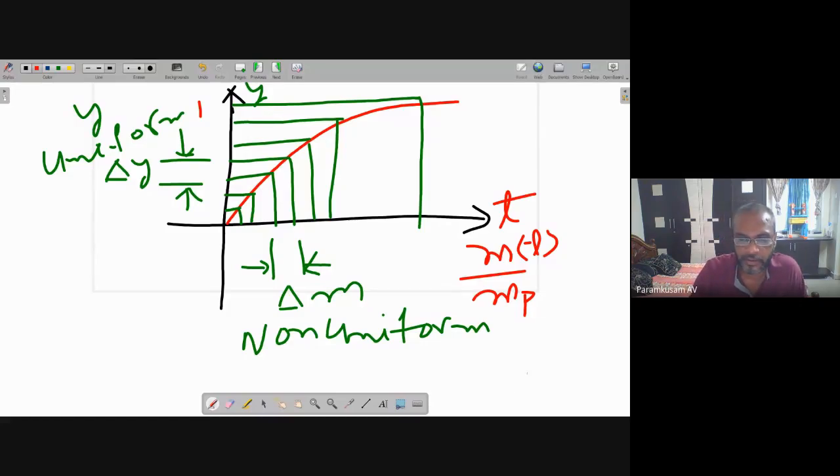Here, I will conclude within 3 minutes. Here, x-axis indicates M of t by MP, where MP is the peak value. That is the normalized value. And y-axis is output value. So this is the graph of the compressor. For that compressor, the input is M of t, the output is y of t.